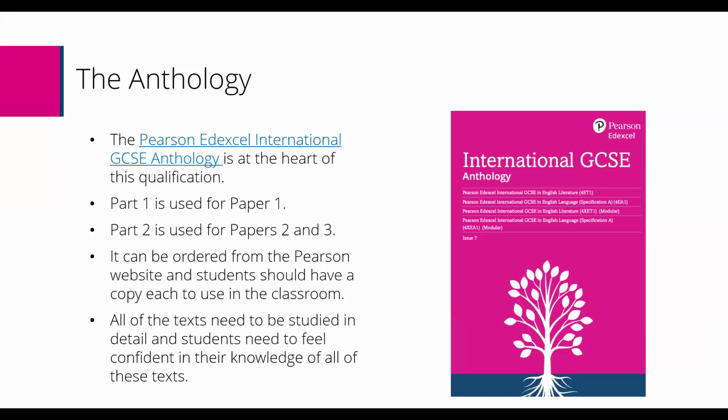So then we've got the anthology, and this is really at the heart of the 4EA1 qualification. Part 1 is used for paper 1, part 2 is used for papers 2 and 3. You've ordered, obviously, free copies for use in the classroom. All of the texts in part 1 need to be studied for paper 1. If you're doing the exam route, all of the texts for paper 2 need to be studied for paper 2. Students need to be confident about using these. Part 3 of that anthology, if you're doing the English literature qualification, you'll be studying part 3 of that anthology.